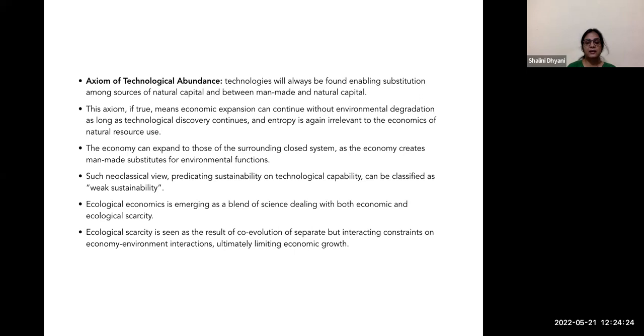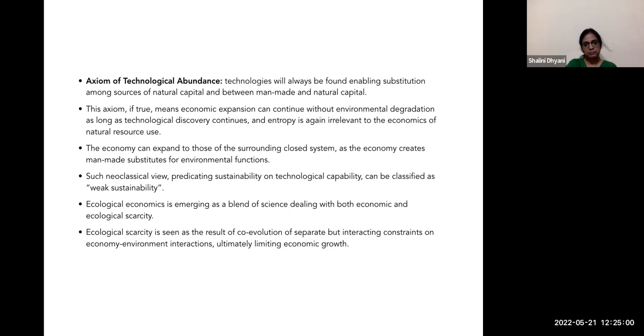So how to address the concept of scarcity: scarcity of resources, scarcity of biological resources, scarcity of so many other resources. It should be seen as a co-evolution concept of separate but interacting constraints, of how economy-environment interaction takes place, because this interaction leads to economic growth. So if there are fewer resources, if we have ecological scarcity and are not doing sustainable resource harvesting, there are times that we will limit the economic growth.